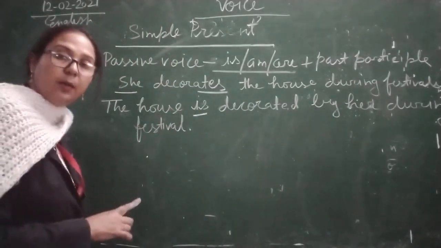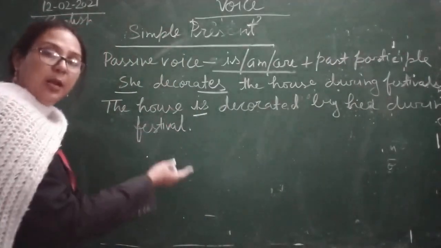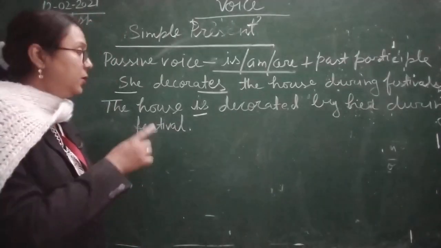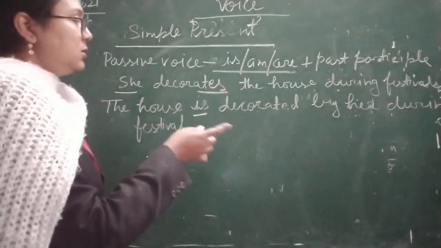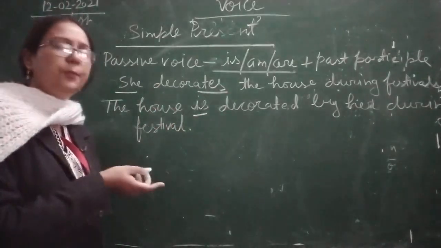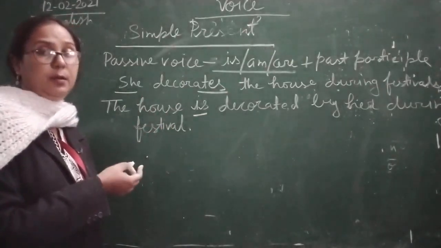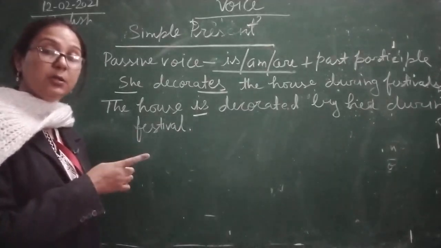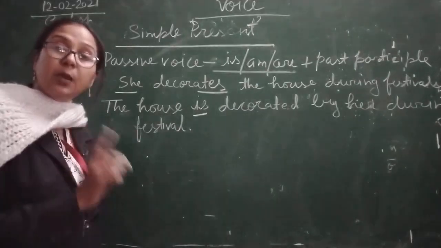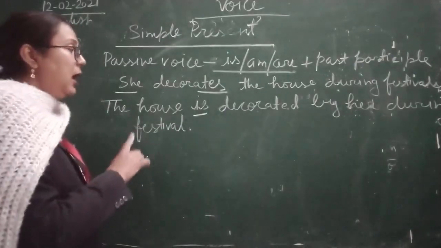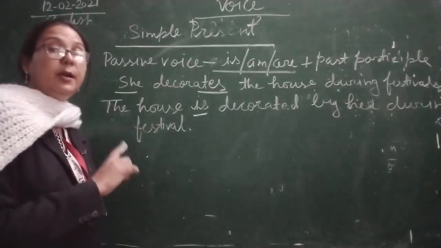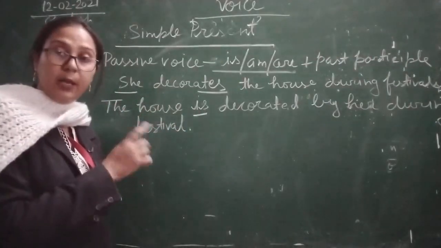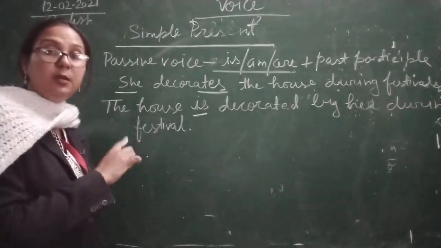Okay children, accordingly we will change. As you can learn from here, subject verb agreement also. For this example you can learn, because here it is she decorates the house, or suppose it is written they decorate the house. So how will we change? We will change accordingly, because house is a singular object. That is why the house is decorated by them during festival. So accordingly, as the subject changes, we change verbs.